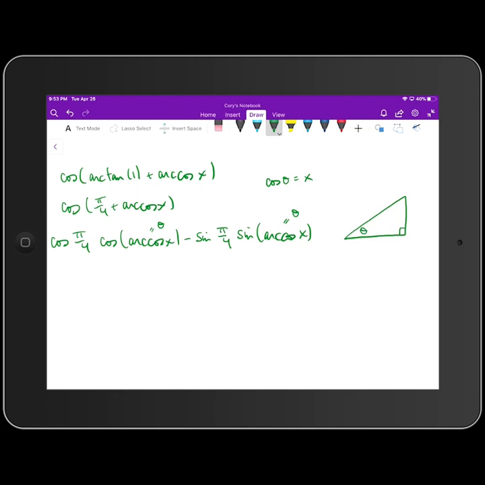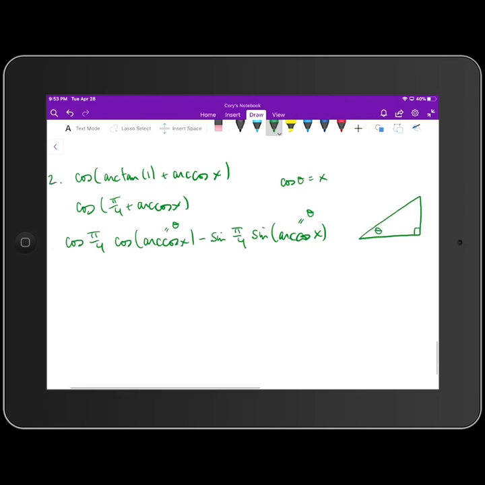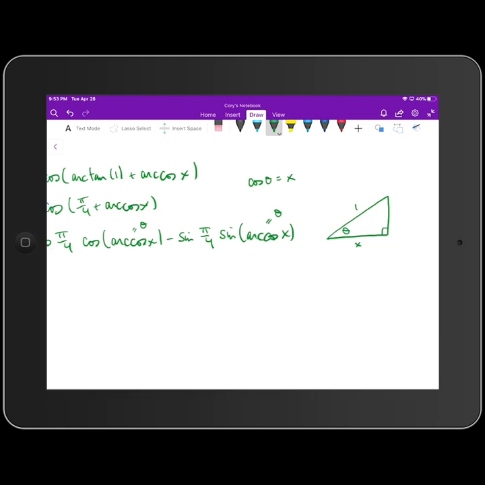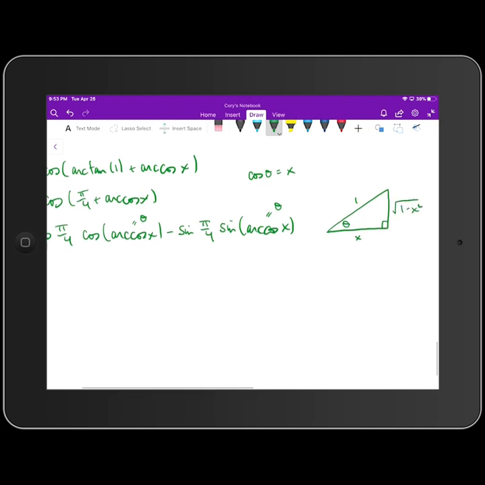Okay, so there's our right triangle. There's our angle theta. We want the cosine of angle theta to be equal to x. So cosine is the ratio of the side adjacent over the hypotenuse. And if the side adjacent is x and the hypotenuse is 1, adjacent over hypotenuse, x divided by 1, is going to be x. So what we can now do is use the Pythagorean theorem to find the missing side length. And that missing side length is going to be the square root of 1 minus x squared.